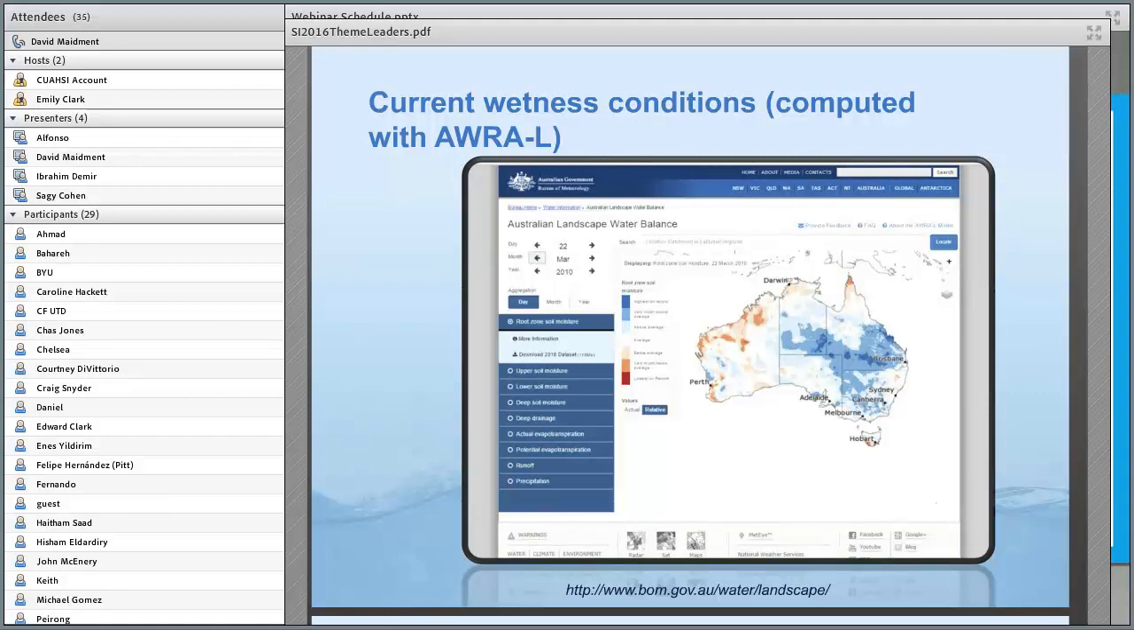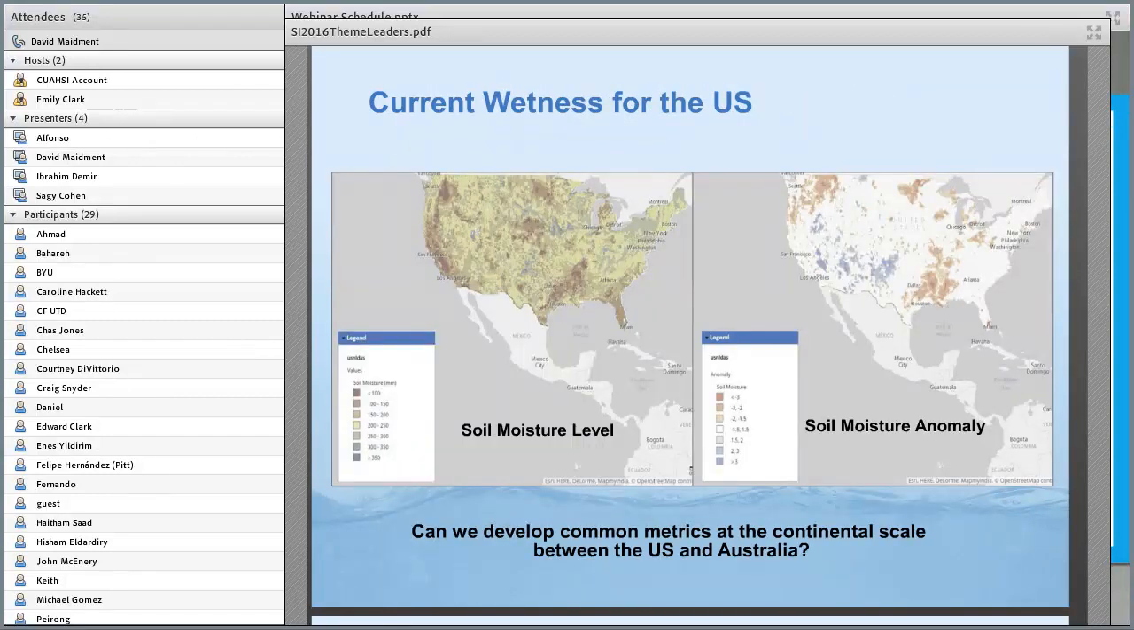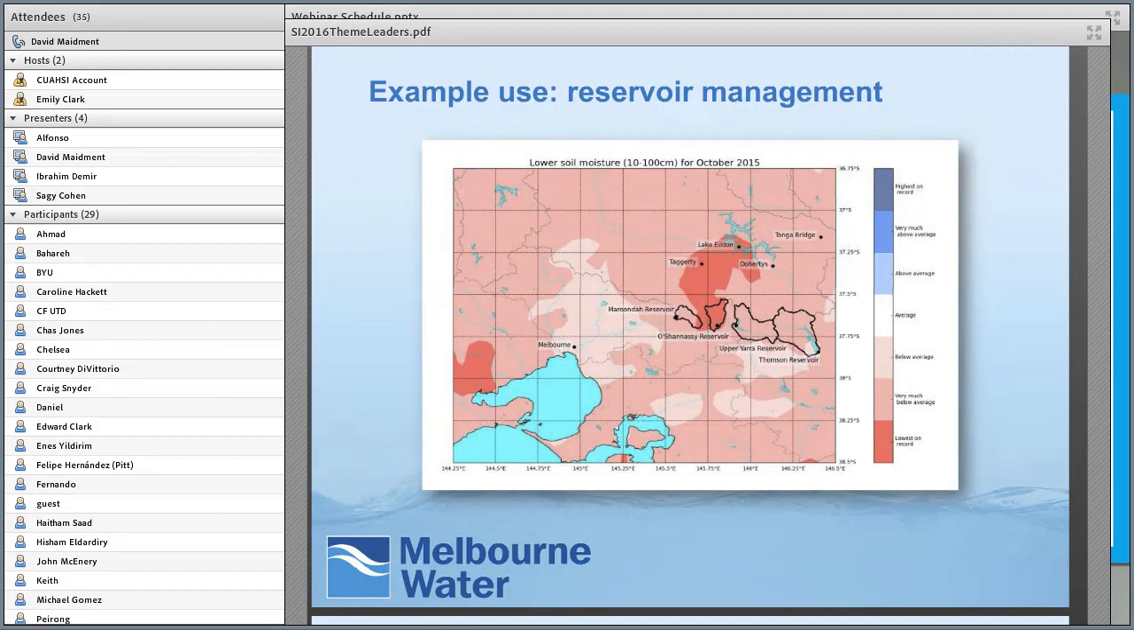And we can be doing the same thing with the result of the National Water Model. One of the things that the utilities in Australia are doing, and Melbourne Water is an example of this for the water supply of the city of Melbourne, is they use this map of the relative water conditions, blue means wet, red means dry, as a way of anticipating how much runoff they're going to get into their reservoir system if rainfall occurs. So this is kind of an operational tool for water supply assessment.